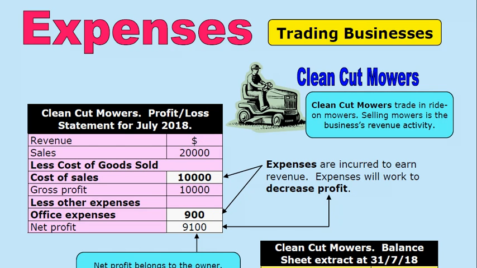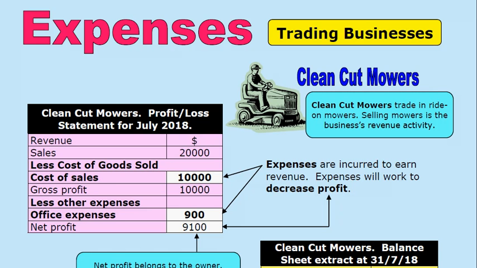This is a discussion about the accounting concept of expenses. And I'll talk about expenses in the context of a trading business. A trading business is one where stock is purchased from suppliers and then resold to customers. We'll use the example of Clean Cut Mowers, which buys ride-on mowers from its suppliers and then sells those mowers to its customers. So it sells mowers.